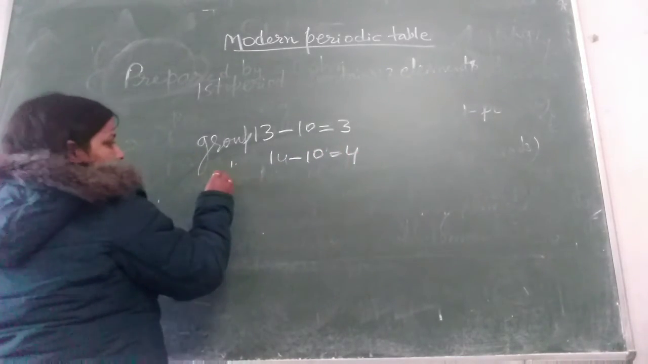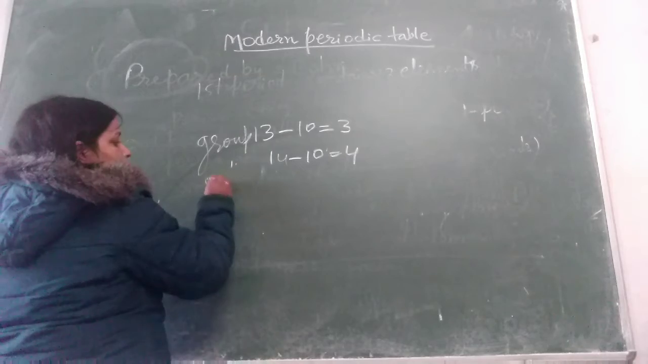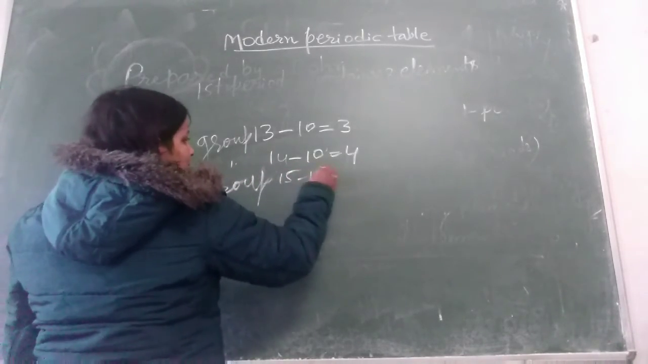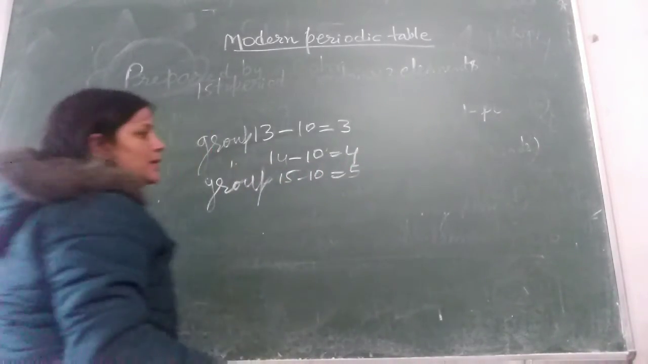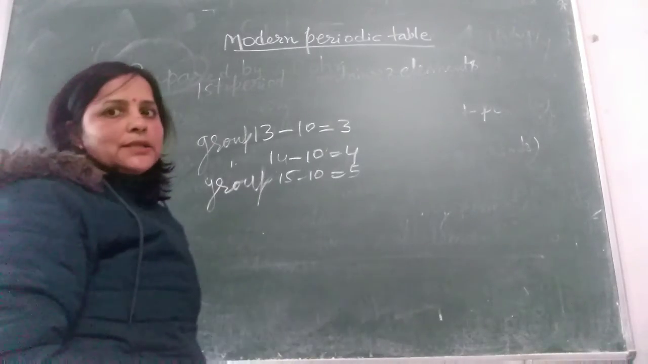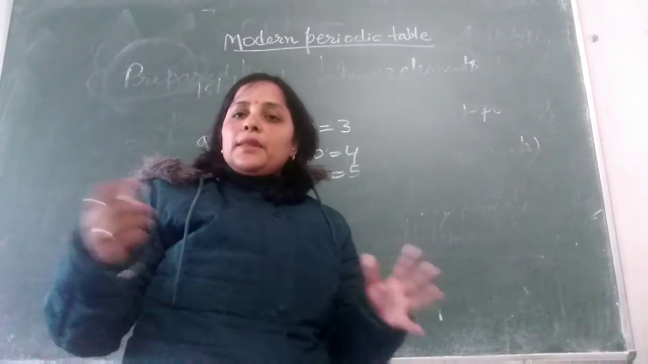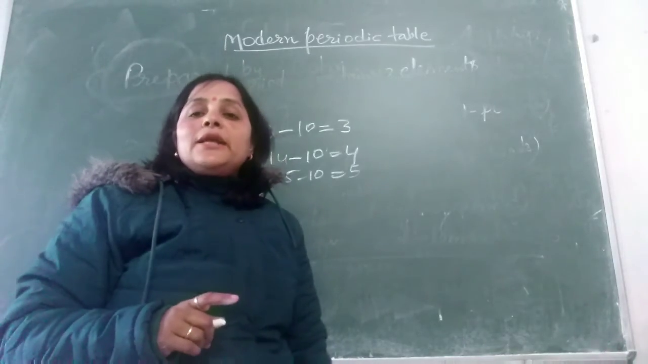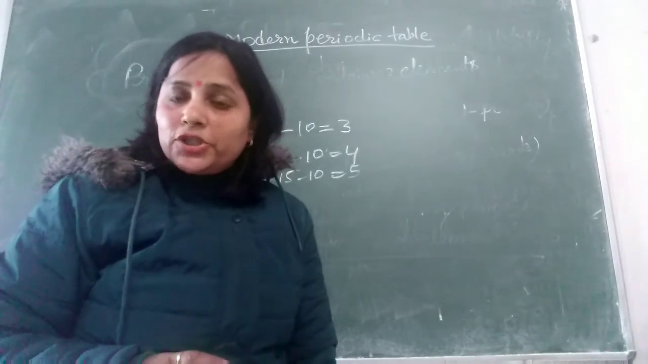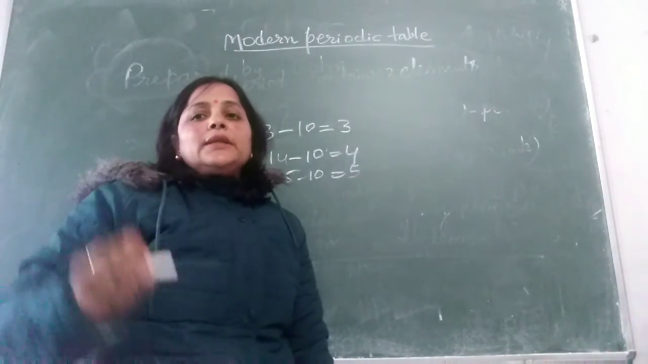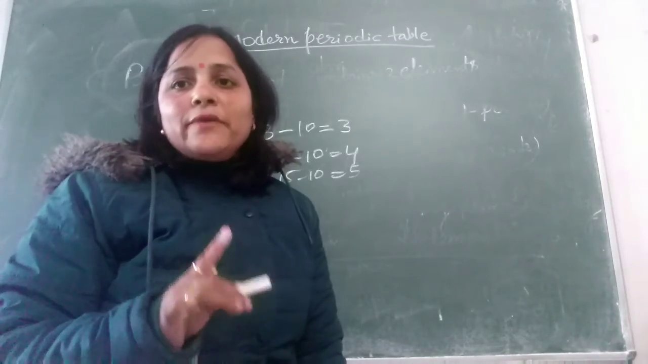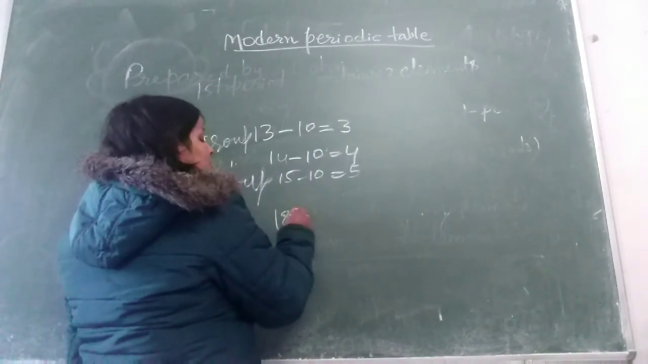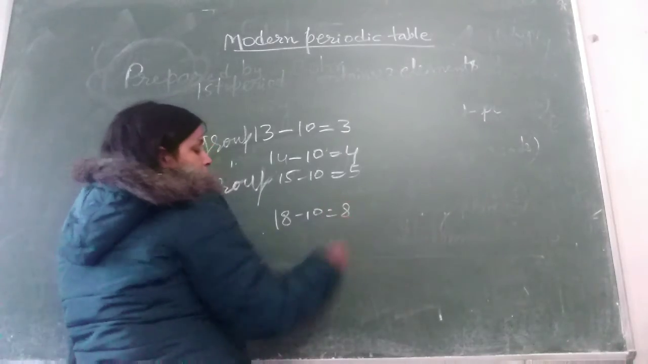In case of group 15, valence electron is equal to 15 minus 10 equal to 5. In case of group 16, valence electron is 16 minus 10 equal to 6. For group 17, 17 minus 10, 7 valence electrons, and in case of group 18, valence electron is equal to 18 minus 10 equal to 8.